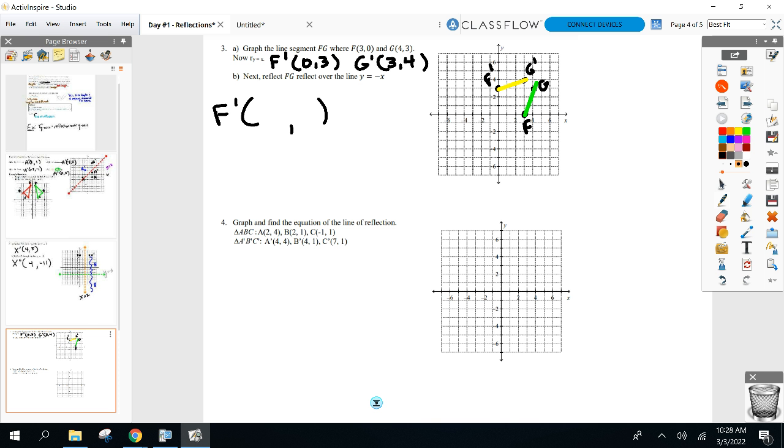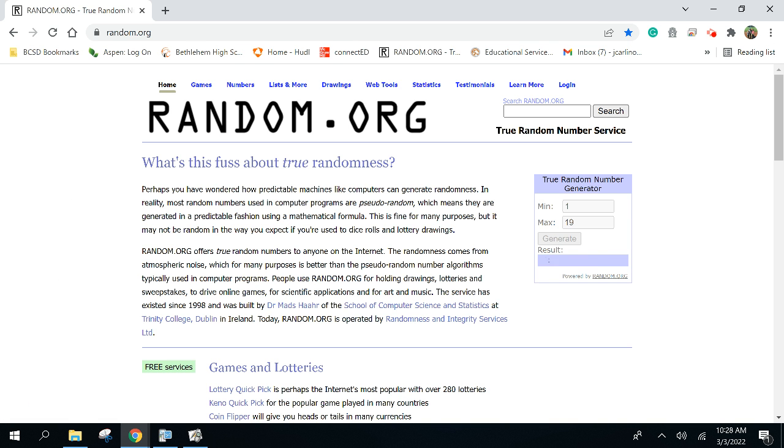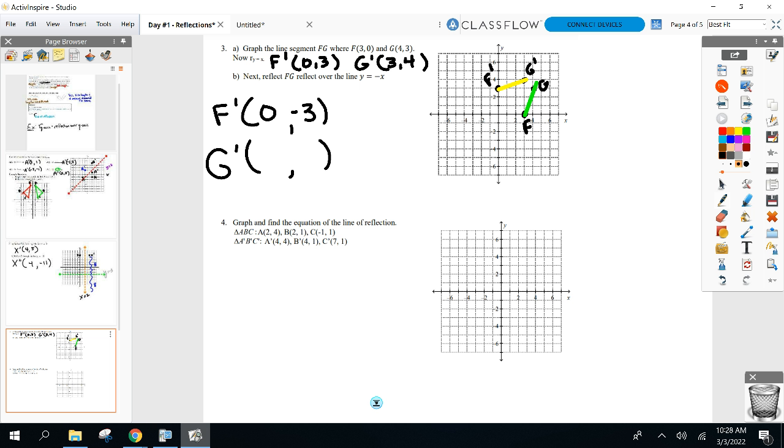So what's F prime going to look like, because I have to do it to FG. Flip them, change their sign. Zach? 0, -3. Flip them, change their sign. And how about G prime now? 4, 3 becomes, flip it, change the sign, -3, -4. Good. So graph that. 0, -3, and -3, -4.